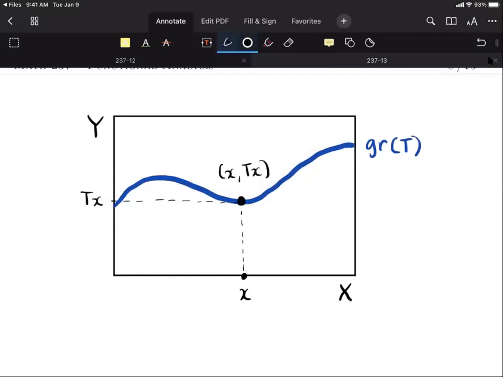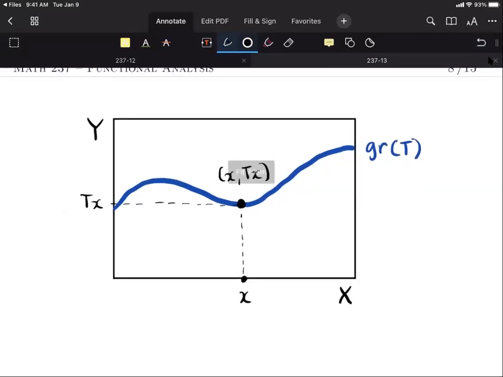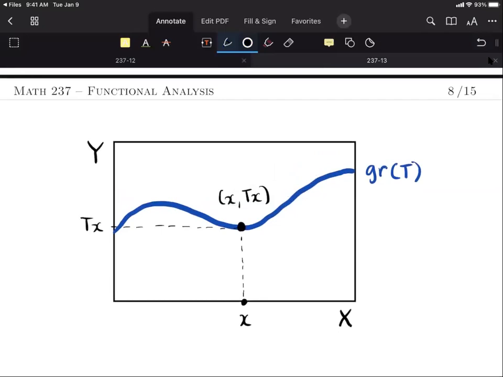And continuity is equivalent to the closedness of this graph in this product space X cross Y. So X here would be the horizontal and Y would be the vertical. So this would be the product space, the rectangle, if you like.